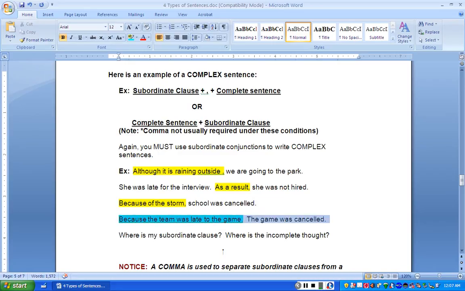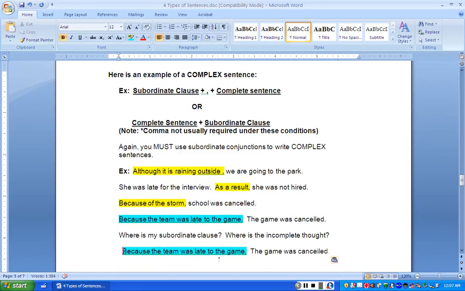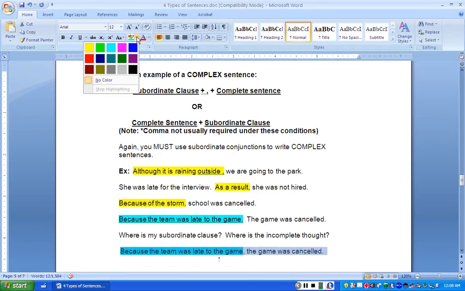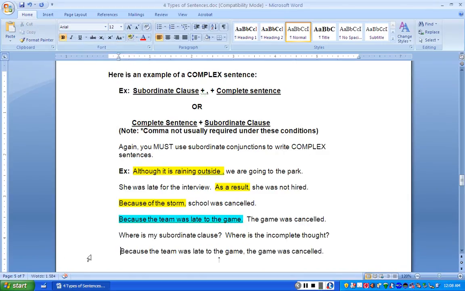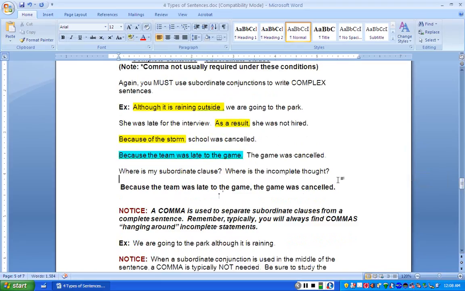So how do I fix this? Let's take a look. I come and I add a comma, right? And I lowercase that, and now I have a good sentence that is structured properly and punctuated correctly. And my fragment goes away.